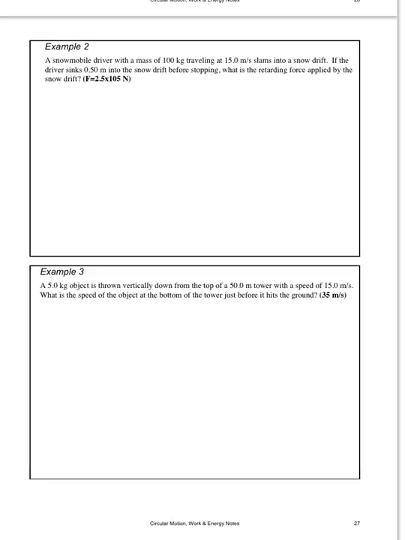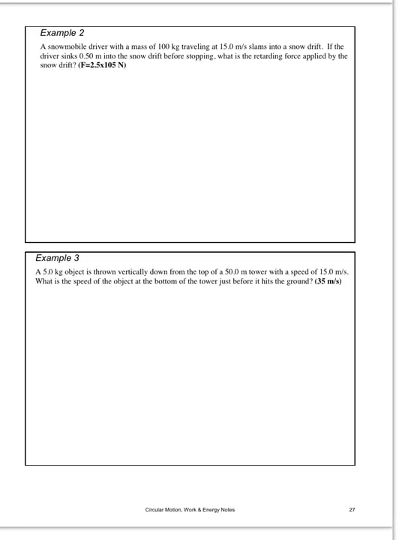Okay, a snowmobile driver with a mass of 100 kilograms is traveling at 15 meters per second and they slam into a snowdrift. If the driver sinks 0.5 meters into the snowdrift before stopping, what is the retarding force applied by the snowdrift? So the force that is slowing them down here. We're looking for a force in the end.